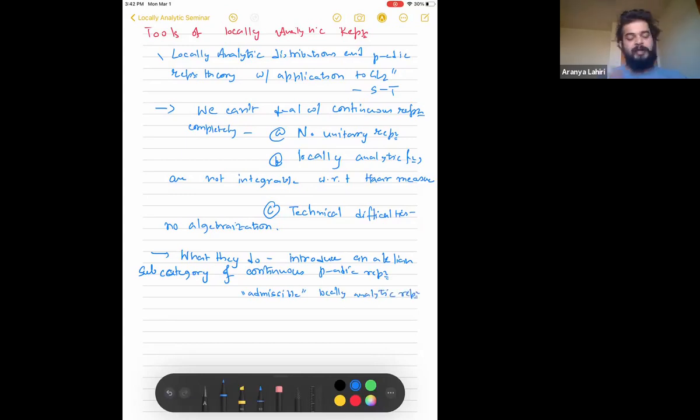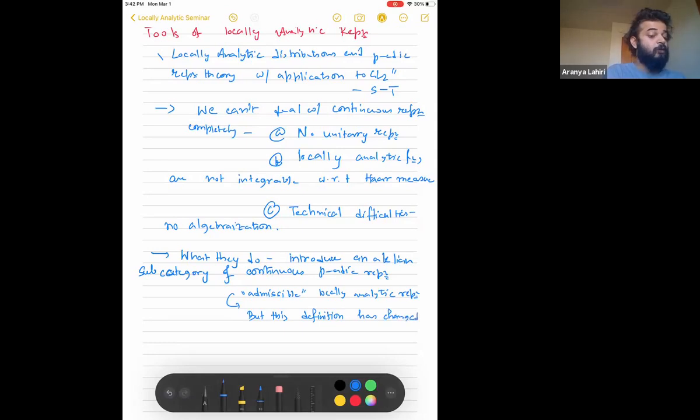Okay, so they introduce admissible locally analytic representation in this paper, but this definition changes. The current definition we use is not this definition. I think this is now called strongly admissible or something like that, but this definition has changed.